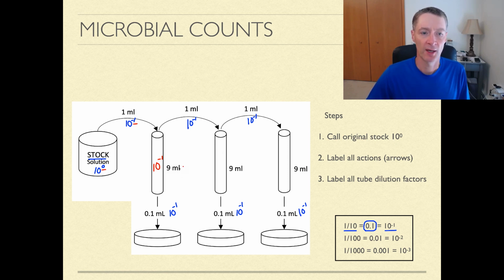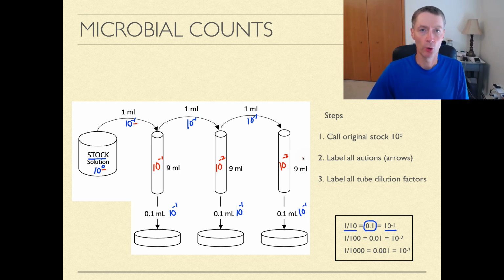Now we're going to do this again. We have an action of 10 to the negative 1. In our second tube, we're just going to add the powers again, negative 1 and negative 1, and we get negative 2. We do it again. We add the powers, 10 to the negative 3.